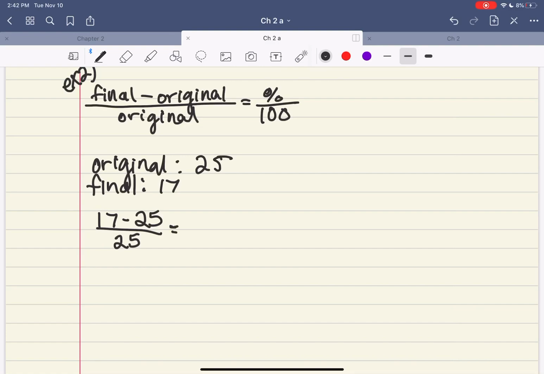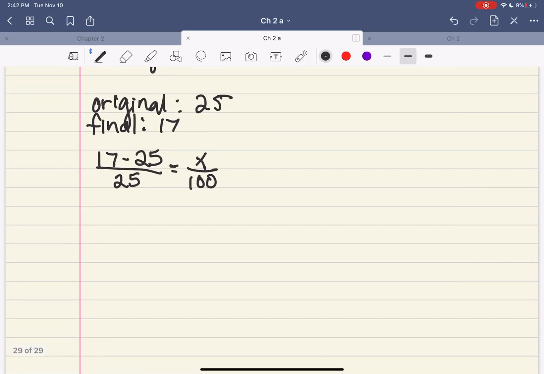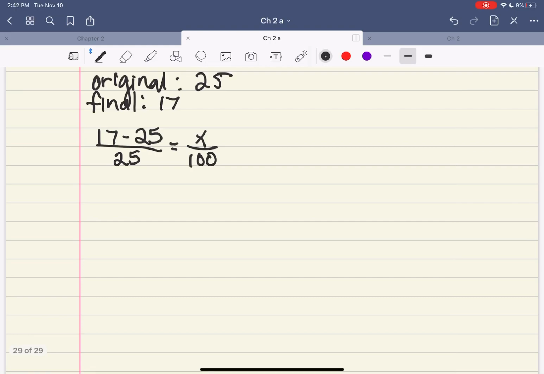And that's going to equal x over 100. So I'm figuring out that percent. It's going to be the same deal. Before I can cross multiply, I need to simplify that top up there. I'm going to get negative 8 over 25 equals x over 100. And that negative is important. That's going to actually be the difference between a percent increase and a percent decrease problem. So we're going to just continue on with it and worry about what really happens with the negative when we get done with the problem.